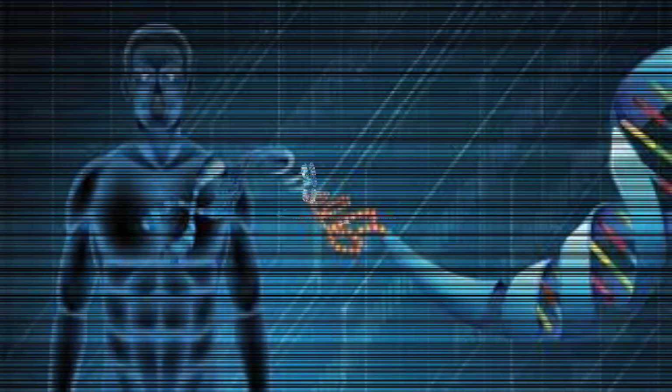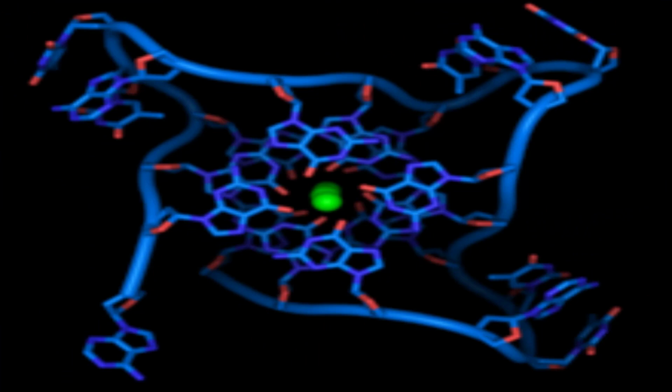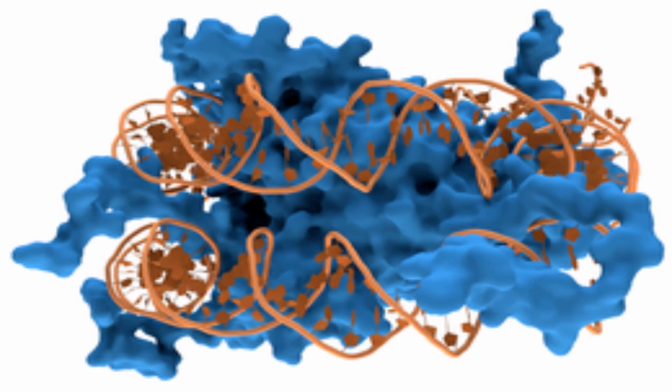DNA, deoxyribonucleic acid, is a polymer composed of two polynucleotide chains that coil around each other to form a double helix. The polymer carries genetic instructions for the development, functioning, growth and reproduction of all known organisms and many viruses. DNA and ribonucleic acid, RNA, are nucleic acids.